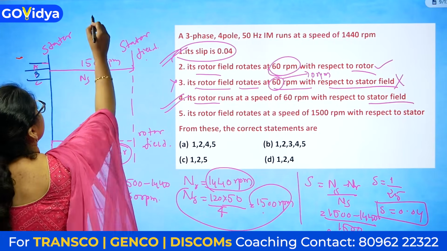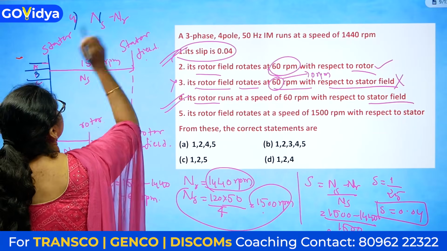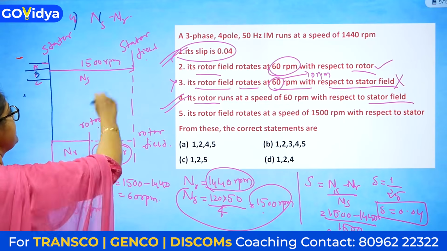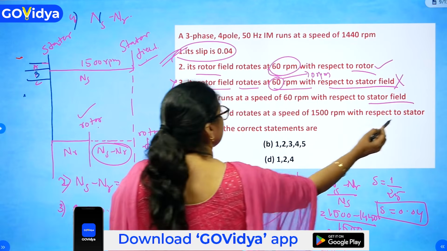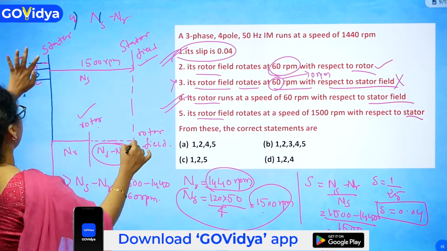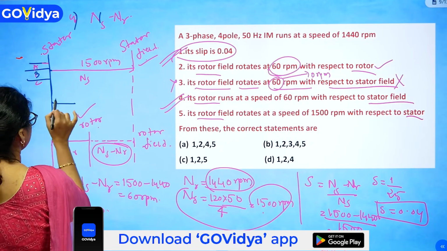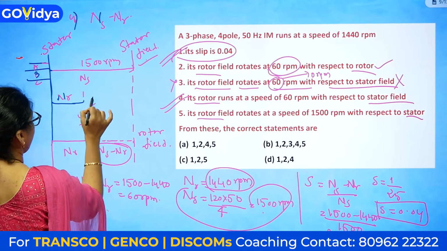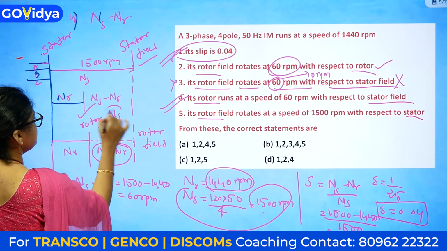So the fourth option is NS minus NR. This is the relative speed between the stator field and the rotor. And the fifth question: the rotor field rotates at a speed of 1500 rpm with respect to the stator. So they are asking about the rotor field and the stator. If you observe here, this is NR and this is NS minus NR. Just add them, you will get simply NS.